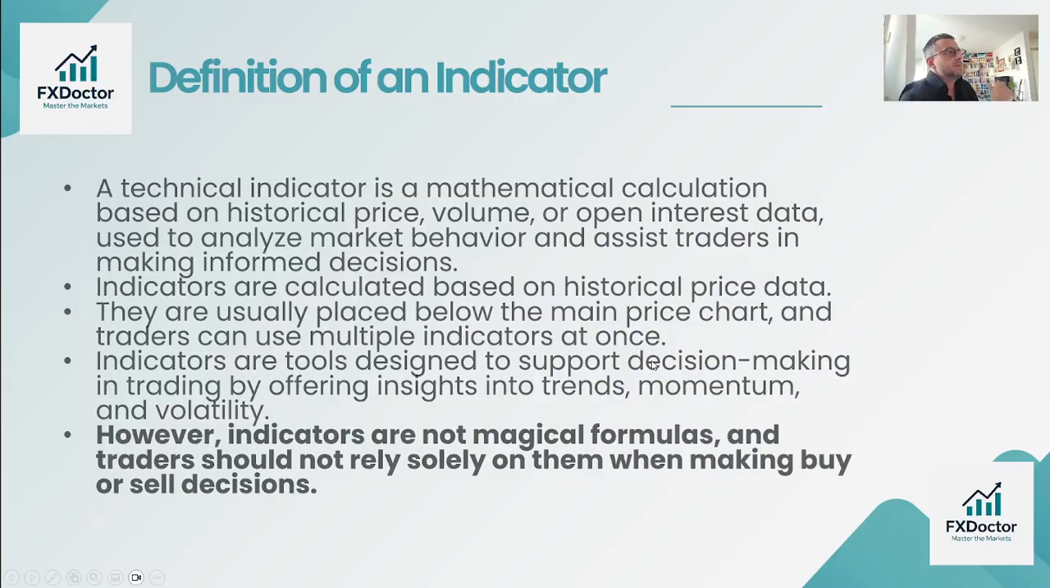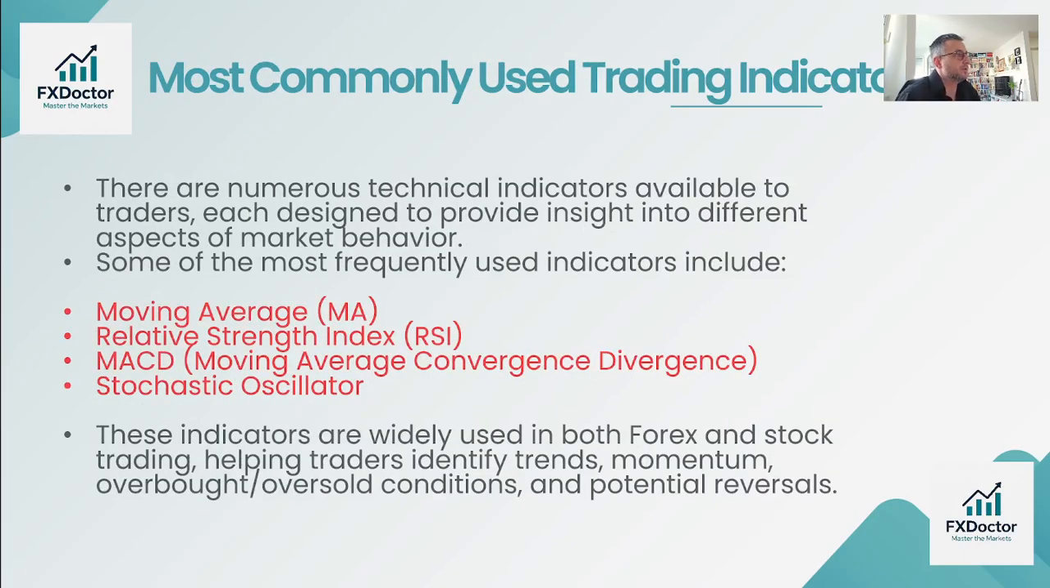A technical indicator is a mathematical calculation based on historical price, volume, or open interest data used to analyze market behavior and assist traders in making informed decisions. They are calculated based on historical price data. Some of the most frequently used indicators include the moving average, MA, relative strength index, RSI, MACD, and stochastic oscillator. These indicators are widely used in both forex and stocks trading, helping traders identify trends, momentum, overbought and oversold conditions, and potential reversals.